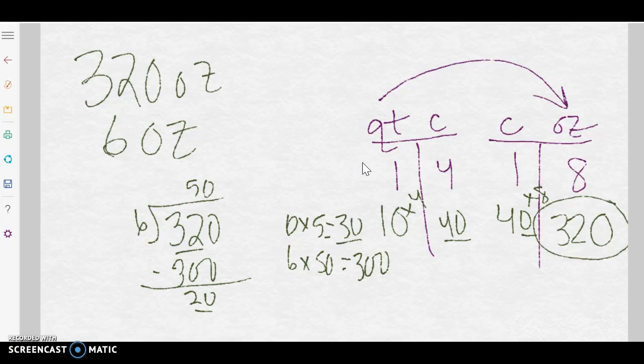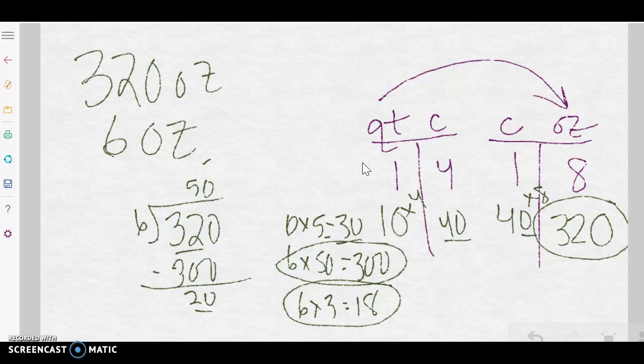I get 20. Now I've got to get 6 close to 20. Well, I know that 6 times 3 is 18. Okay, 6 times 3 is 18. I'm going to subtract that off, and I have 2 ounces. Okay, because remember, this is ounces. So I have 2 ounces. Sorry, that 2 is hard to read, but I have 2 ounces that I still need.